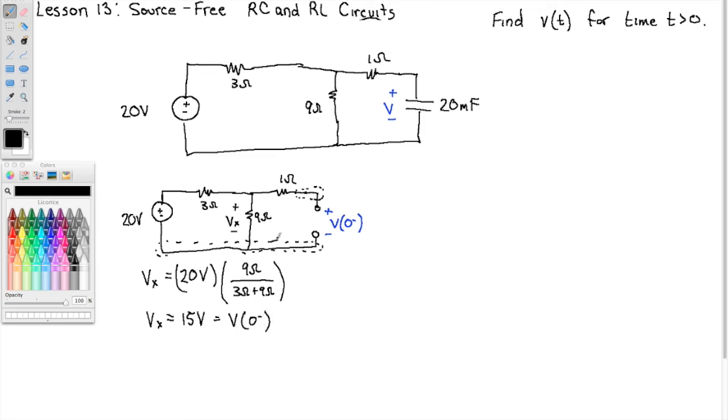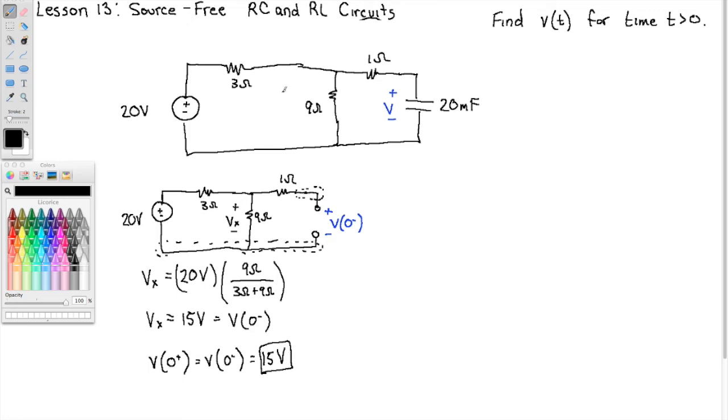Right? So you see, it's this voltage source that's giving the initial charge to the capacitor. Then, when we first started talking about capacitors, we said that the voltage across a capacitor cannot change abruptly. So, just after the switch, the voltage must be the voltage just before the switch, which is 15 volts. This is our initial value.